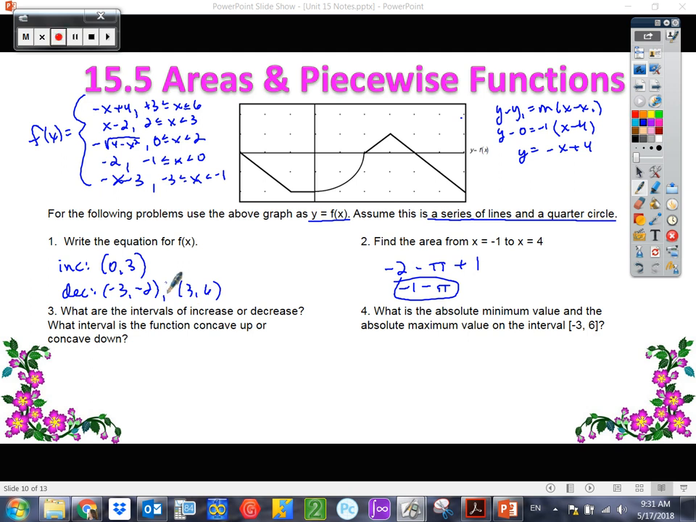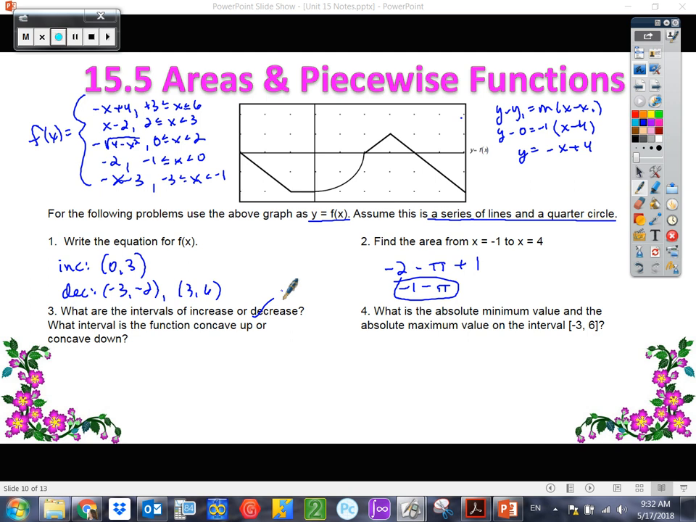Now if you want to put the little union symbol here, that's perfectly fine. You can do that if you want to. You can also separate them with commas. That's also perfectly fine. It's really your choice, whatever you would like to do. So that takes care of increase or decrease.